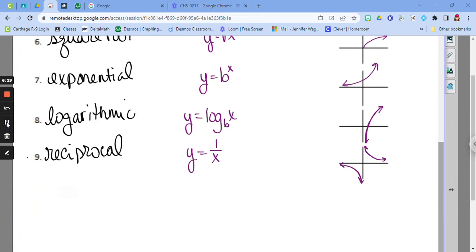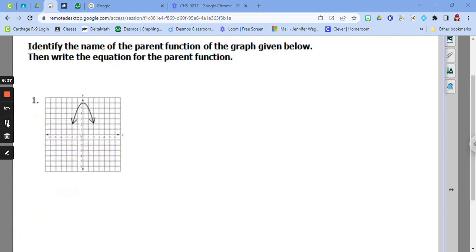So based on those sketches, looking at the next page, see if we can identify which one's which. Name the parent function. So that would be a parabola. So that would be a quadratic. And write the equation for the parent function. So that's what we do there. That's what you do for the remaining 5 problems. See if you can match the shape of the graph to the name and the equation.